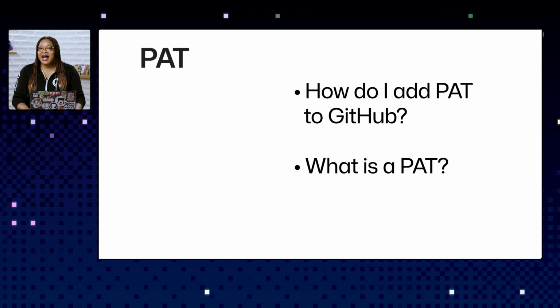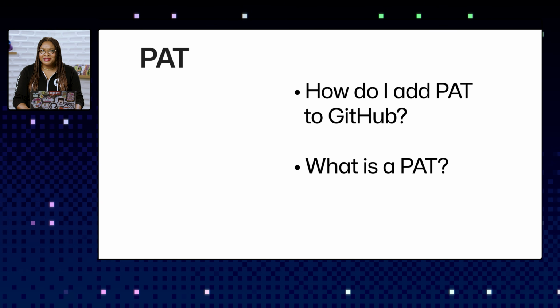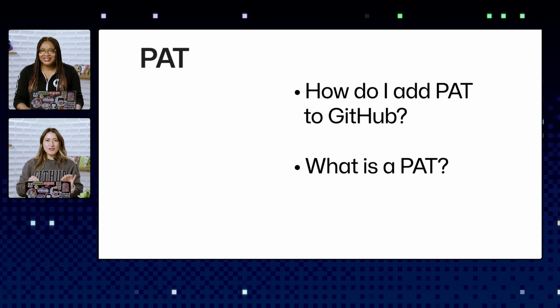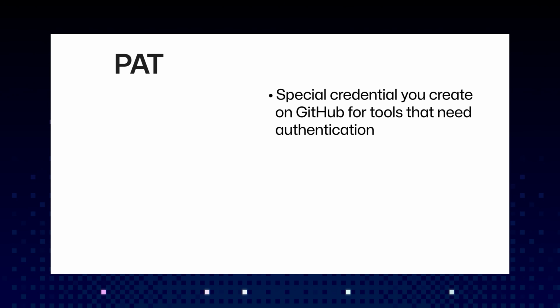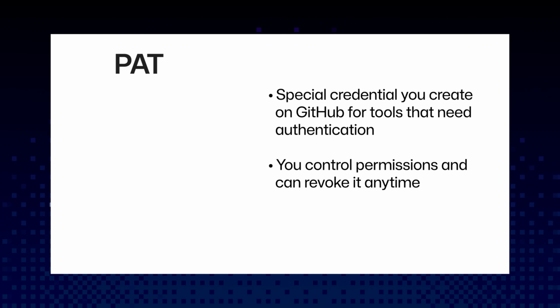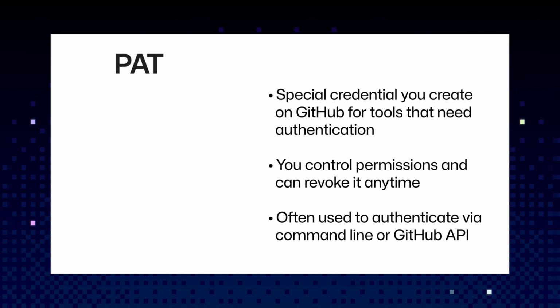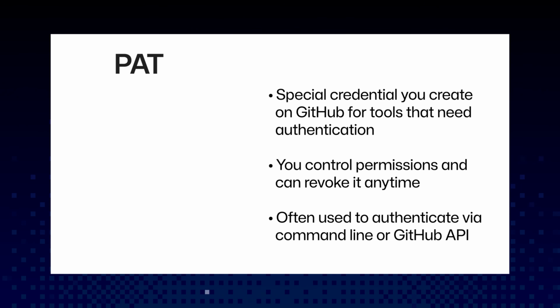Hey Liz, how do I add a PAT to GitHub? Also, what is a PAT? Great questions. Let me explain. A personal access token, commonly called a PAT, is a special credential you create on GitHub for tools that need authentication. You control its permissions and can revoke it anytime. On GitHub, you will commonly use a PAT to authenticate via command line or the GitHub API.